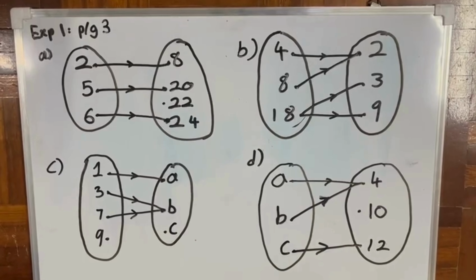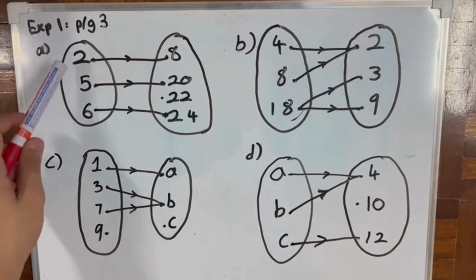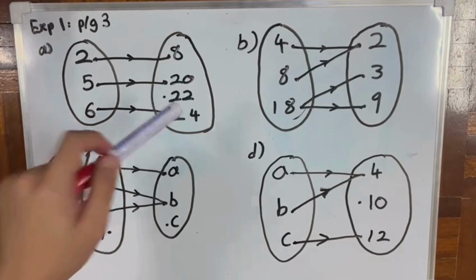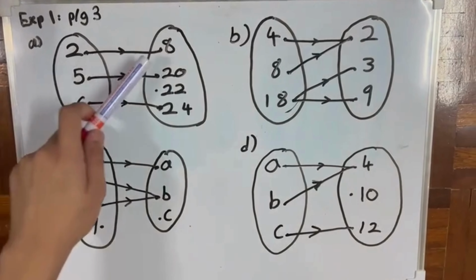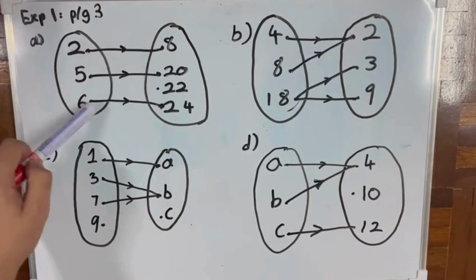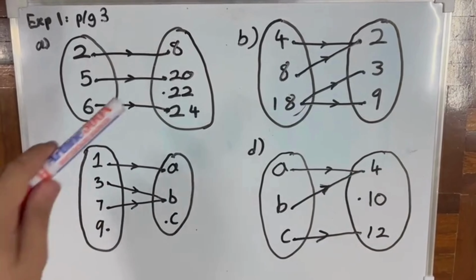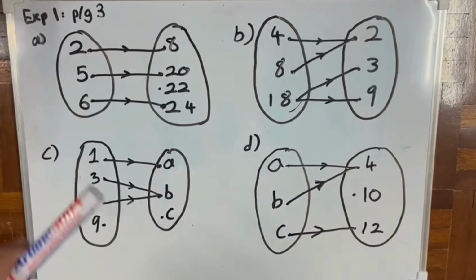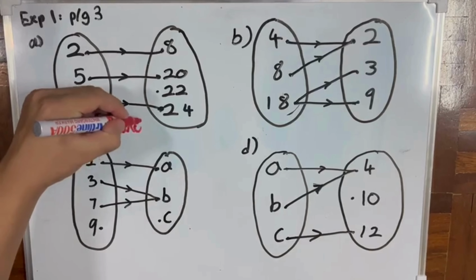Now, we look at example 1a. We have elements 2, 5, 6, and elements 8, 20, 22, and 24 as the images. We have 2 mapping to 8, 5 mapping to 20, 6 mapping to 24. This is a function. As I said before, even though the image doesn't have any object, it is still considered a function.